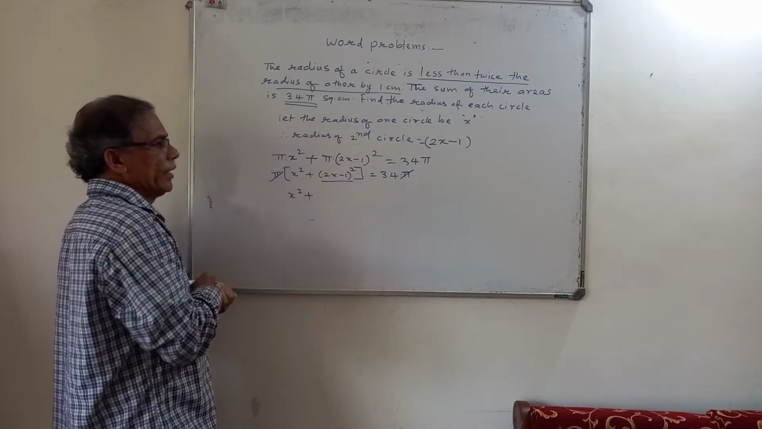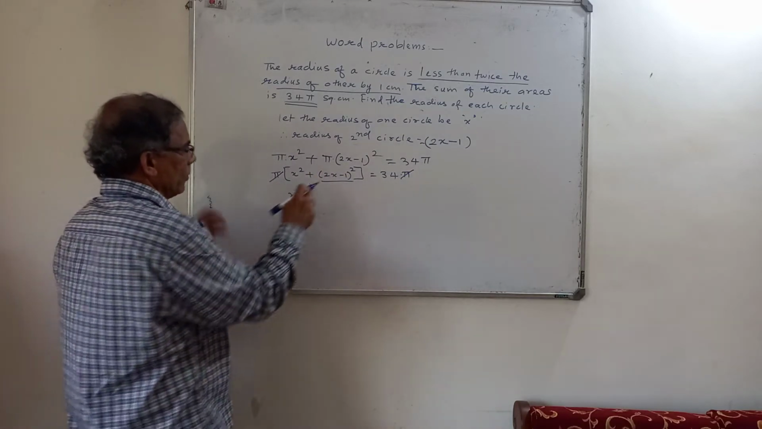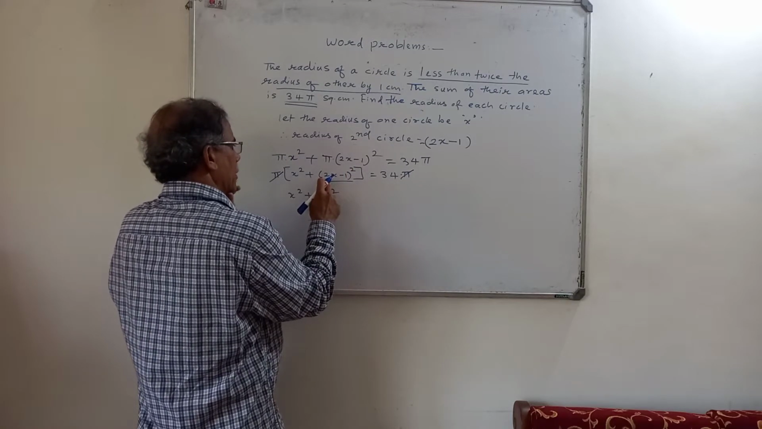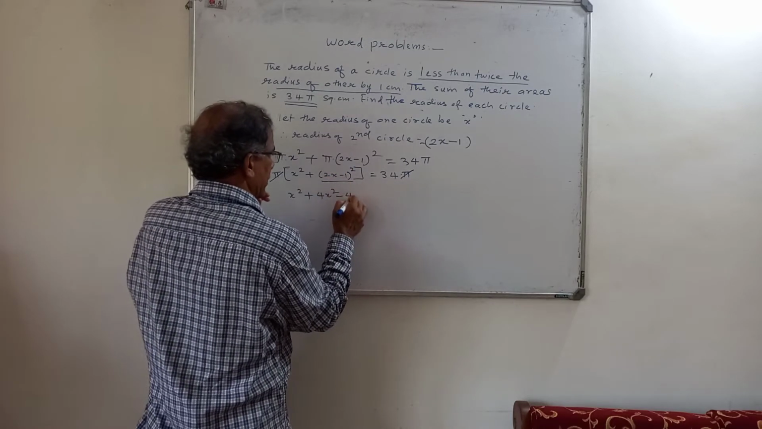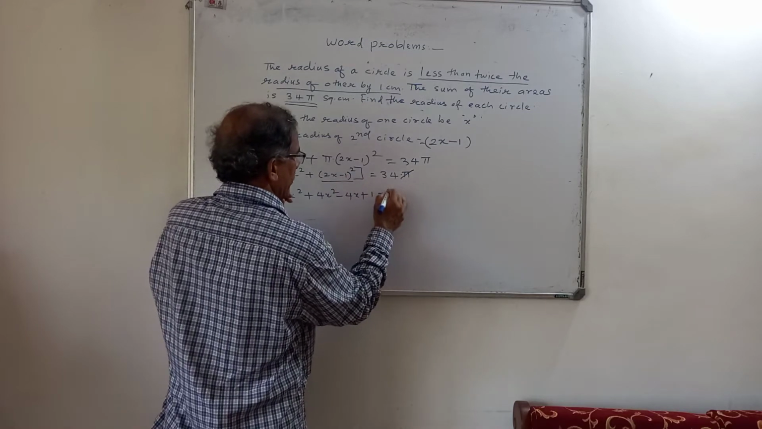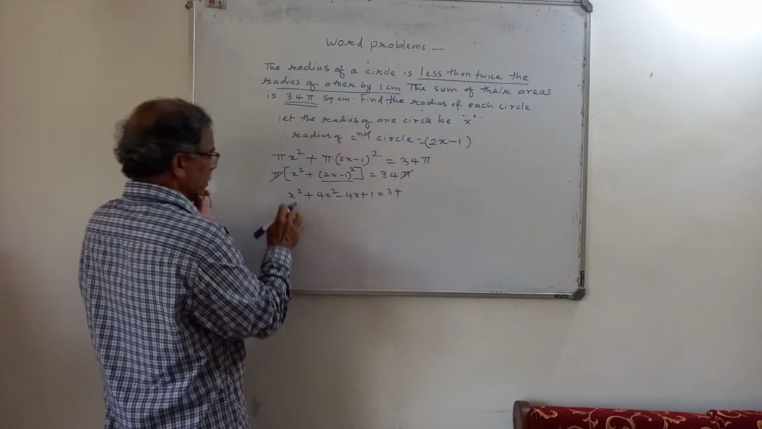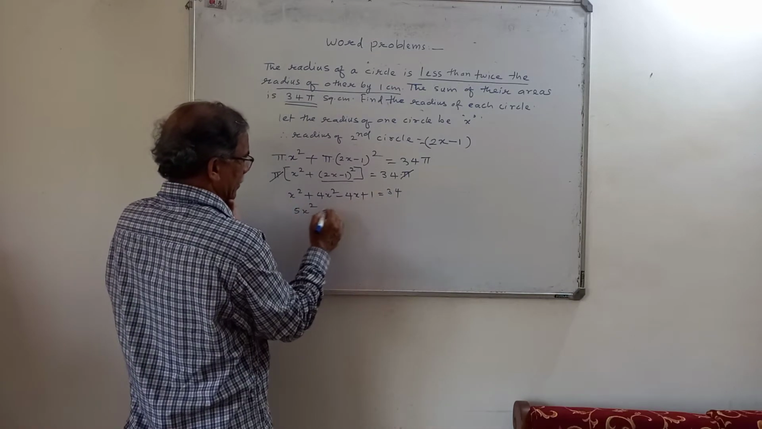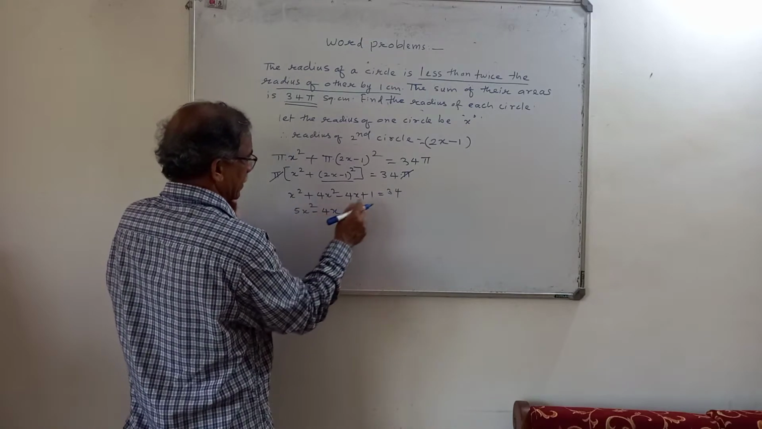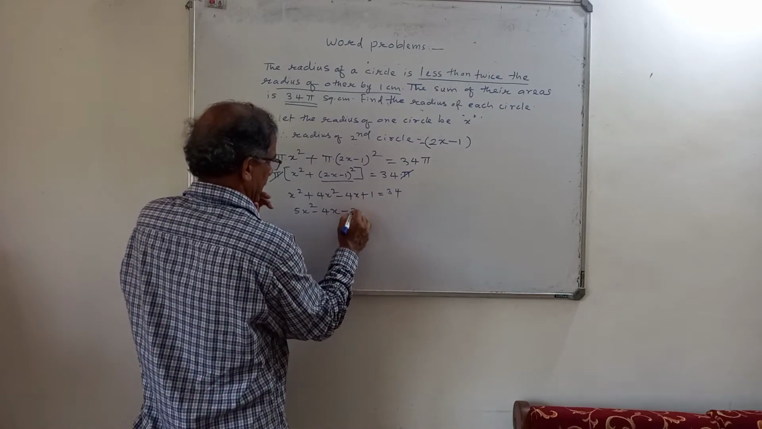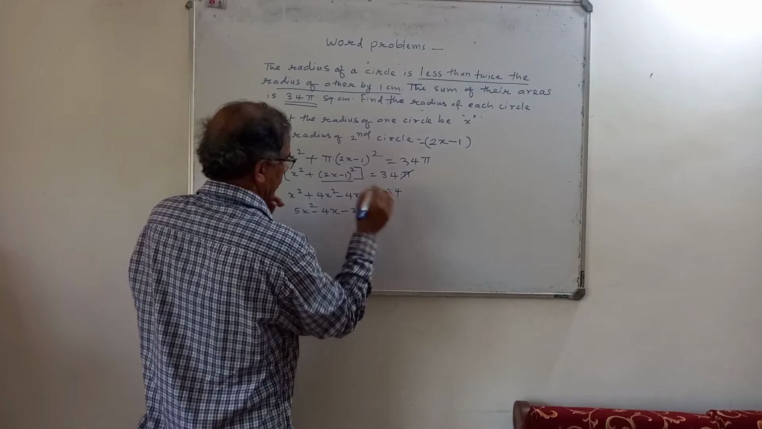Now write using the identity to expand it. First 4x square, 2 into 2 into 1 is minus 4x, and plus b square means plus 1 square, 1, is equal to 34. So x square plus 4x square is 5x square, minus 4x, and 1 minus 34, so that is minus 33, is equal to 0.